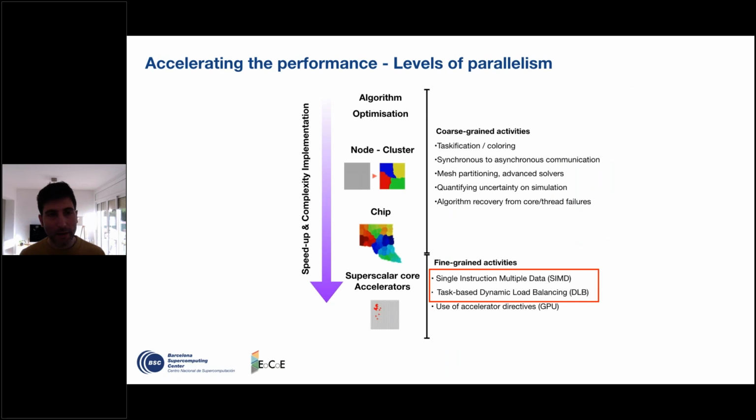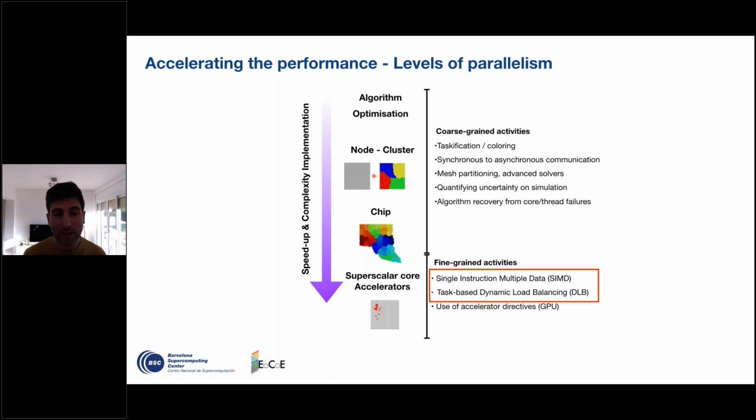As I said in the beginning of the webinar, another objective within the EoCoE was to try to optimize the computational performance. Okay, in this slide we show the different levels of parallelism that we can work with, and also the benefits that can bring us to perform these large scale simulations and also these multi-physics simulations. We are mainly focused on fine grain activities, the ones in the red rectangle.